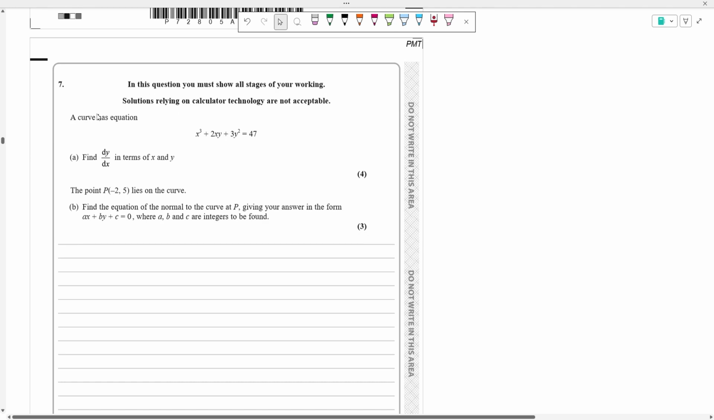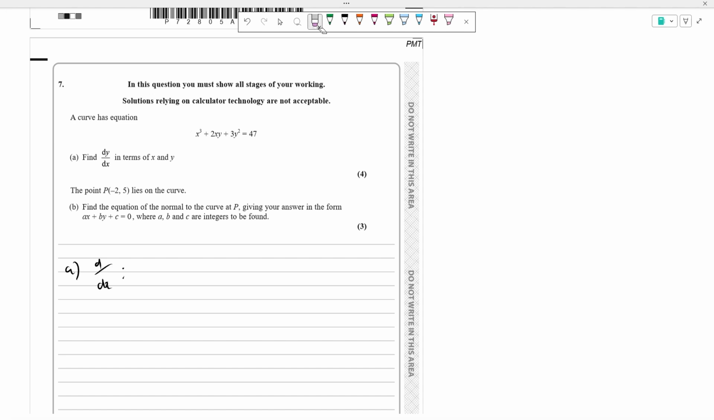Question 7. A curve has an equation of x cubed plus 2xy plus 3y squared is equal to 47, and we want to work out dy by dx. This is some sort of implicit differentiation. So when we're working out implicit differentiation, I'd say it's a pretty nice topic in my opinion.